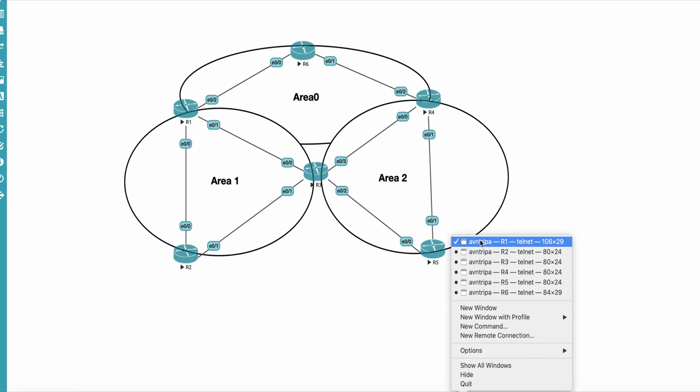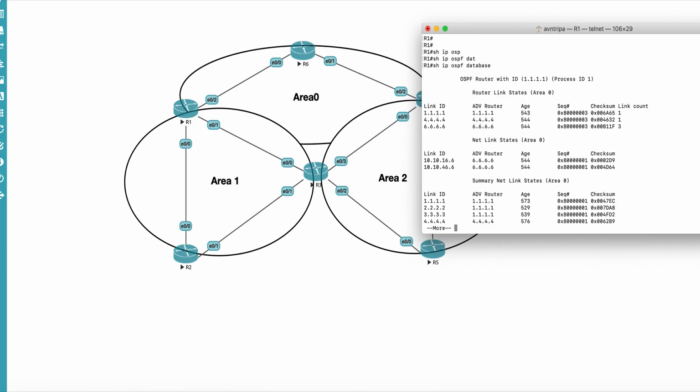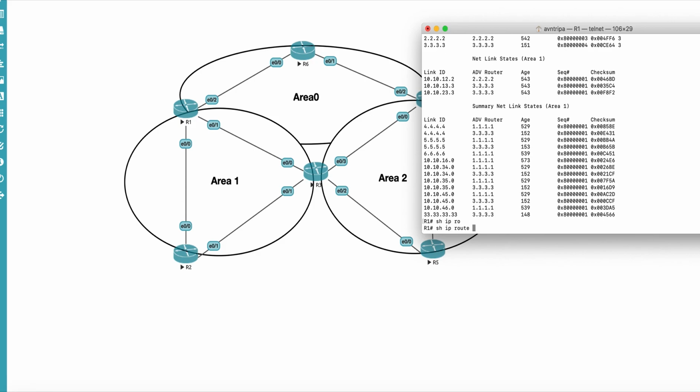If we check the OSPF database in R1, show IP OSPF database, you can see that R1 is receiving LSAs from R3 as well. So let's check the route for router 5 from R1.